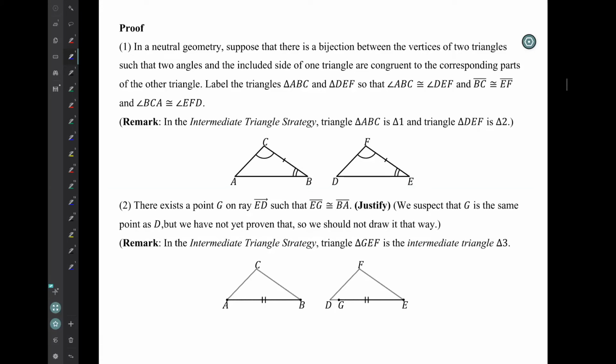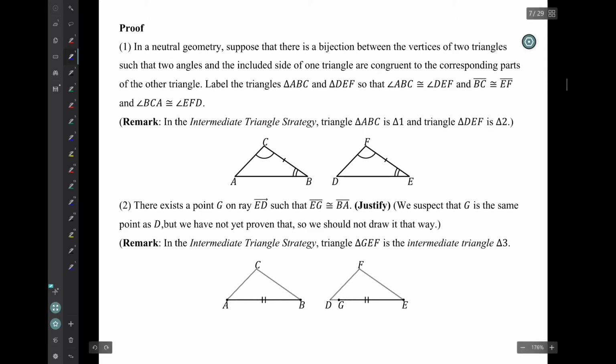Step 1. In neutral geometry, suppose there's a bijection between the vertices of two triangles such that two angles and the included side of one triangle are congruent to two angles and the included side of a second triangle. Now notice we don't know anything at all about the remaining parts of those triangles.